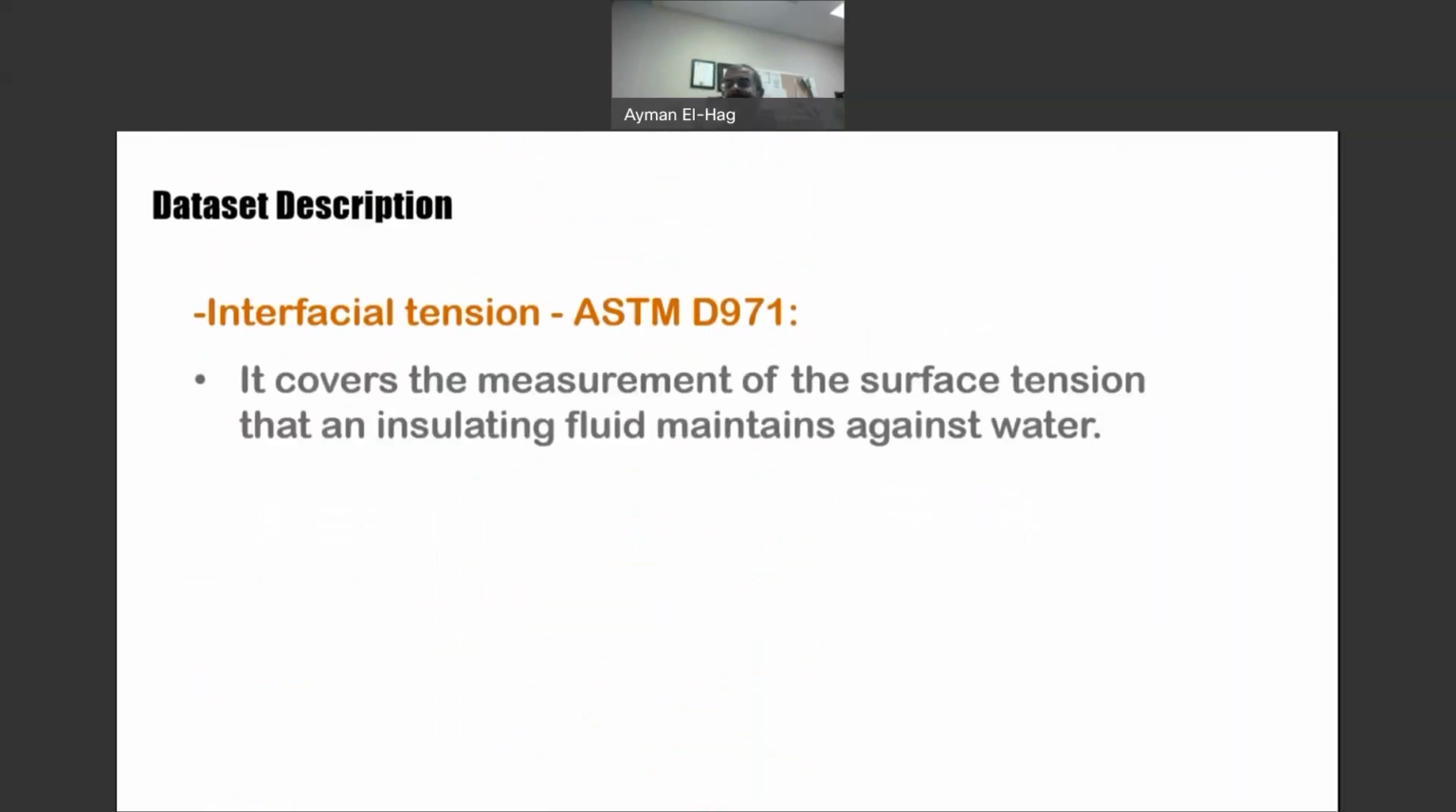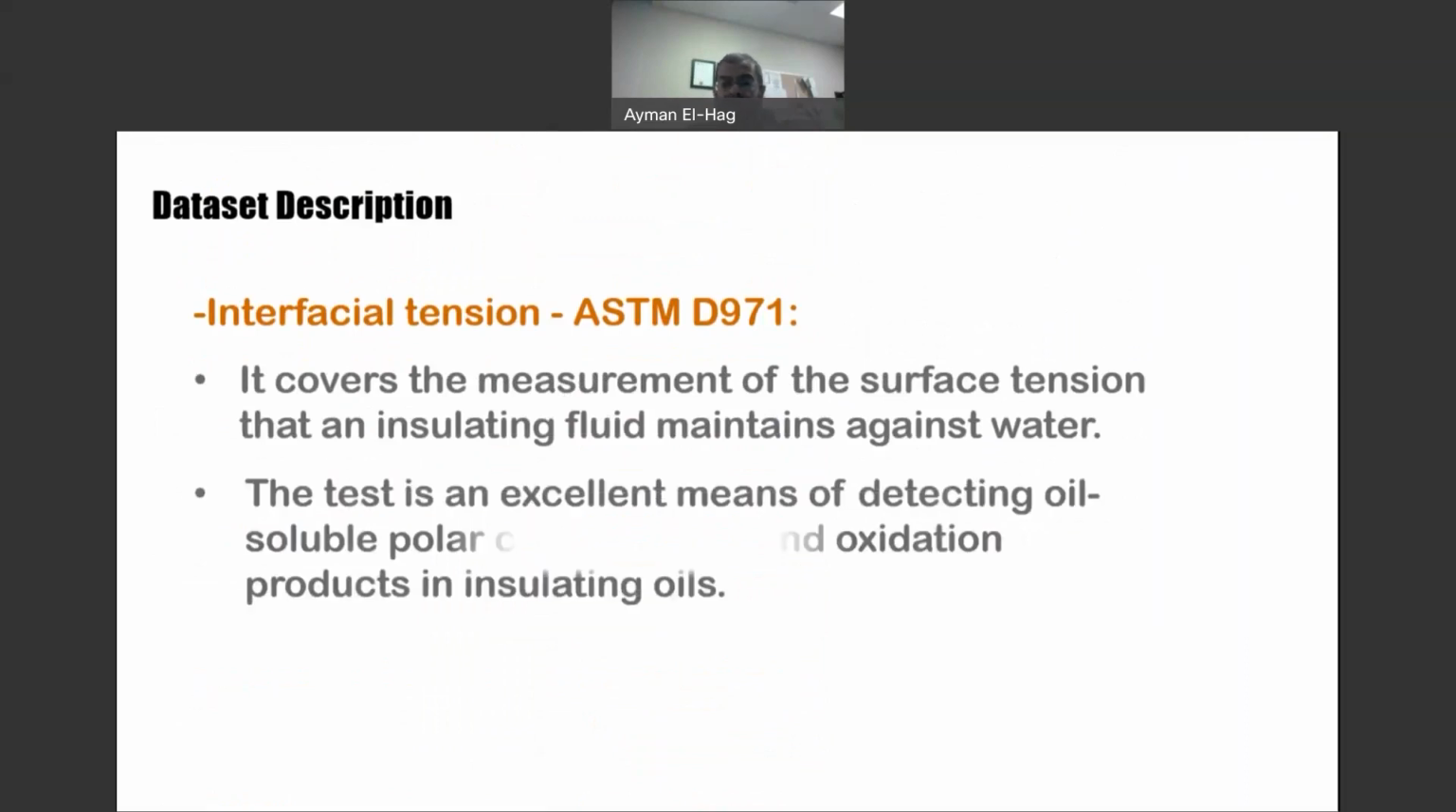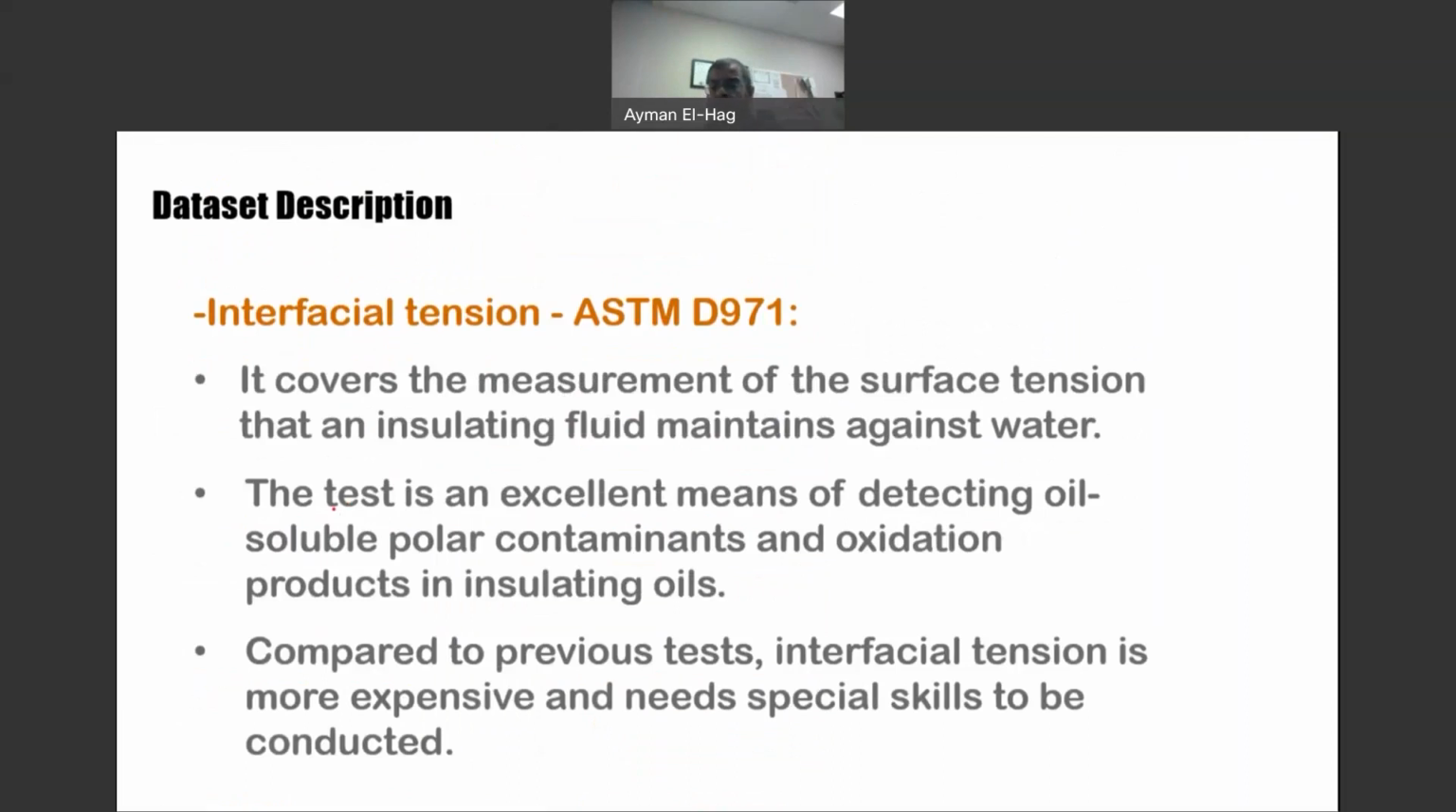This measurement measures the surface tension of the transformer oil against water. Now, this is a very sensitive test. Even a very little amount of polar material or polar contamination will result in a reduction of the interfacial tension. Compared to all the previous tests, this is the most expensive test, and it needs special people to do it. Not anyone can do it. You don't see it in too many labs.